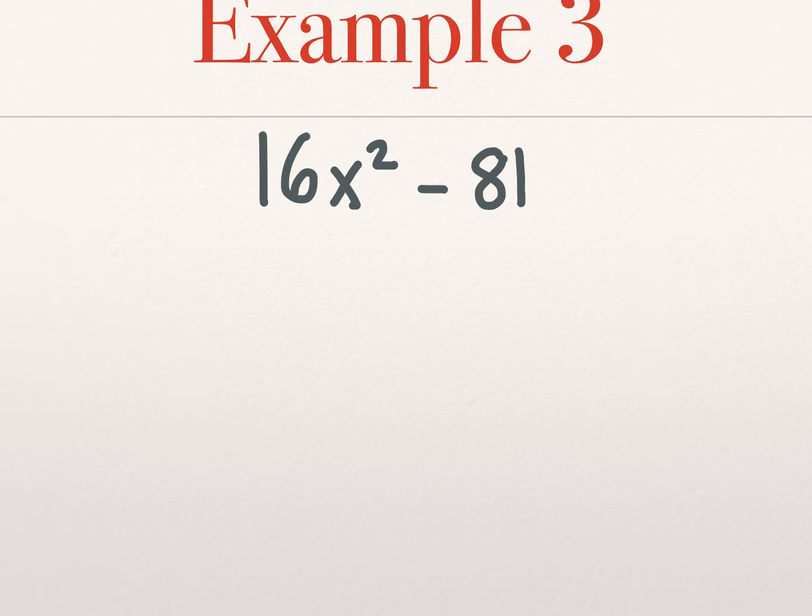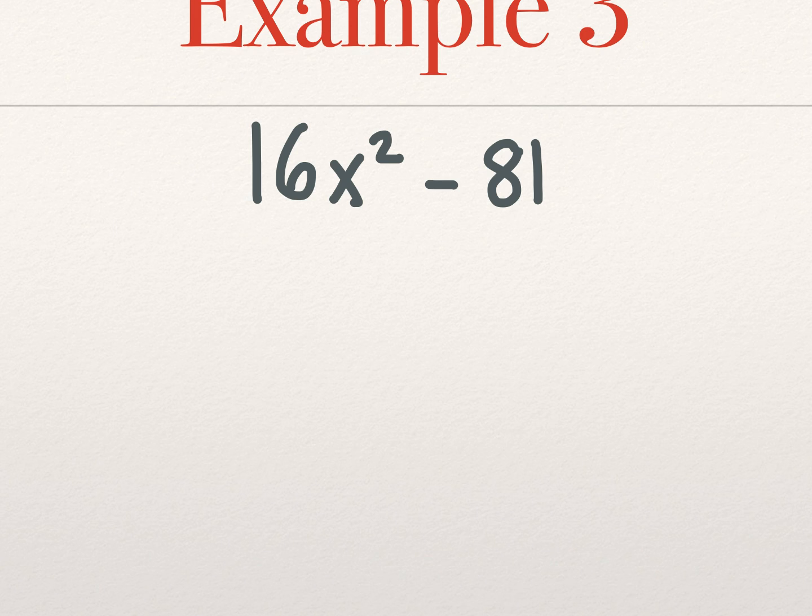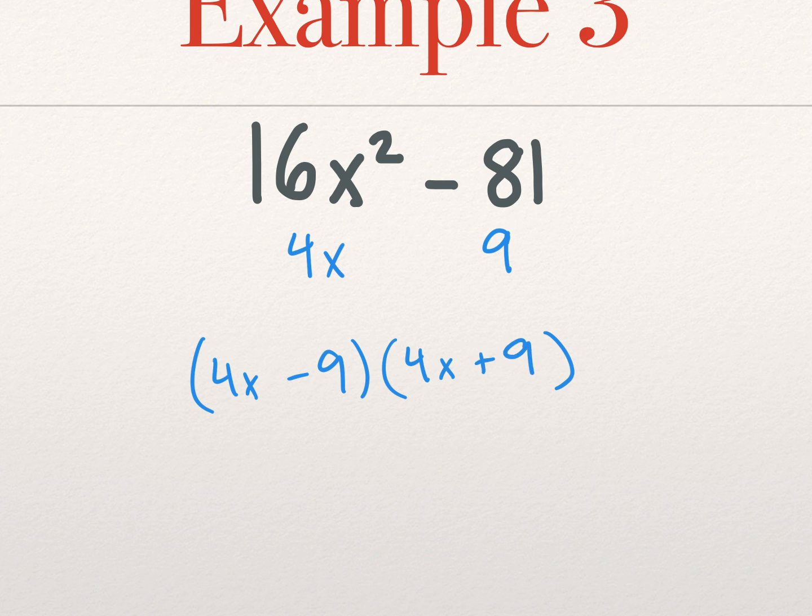All right, example 3. Is 16x squared a perfect square? Yeah, what times what gives us 16? 4 times 4. So we have 4x. Is 81 a perfect square? What times what gives us 81? 9. So what goes into my parentheses? Awesome, 4x minus 9 and 4x plus 9. It doesn't matter the order. You could say this or 4x plus 9, 4x minus 9. The order doesn't matter.